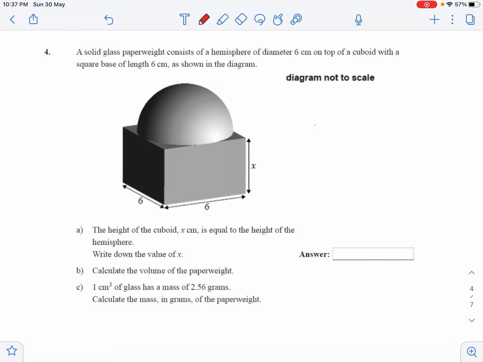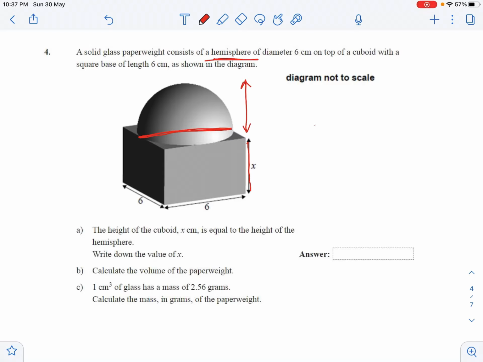Okay, question 4, looking at this hemisphere and cuboid paperweight. So a hemisphere is just half a sphere. It says the height of the cuboid, x, is equal to the height of the hemisphere. So that is the same as that. Now, a bit tricky to spot at first.